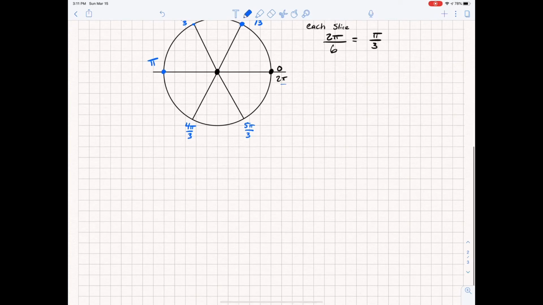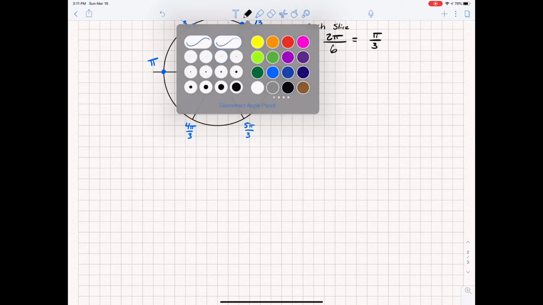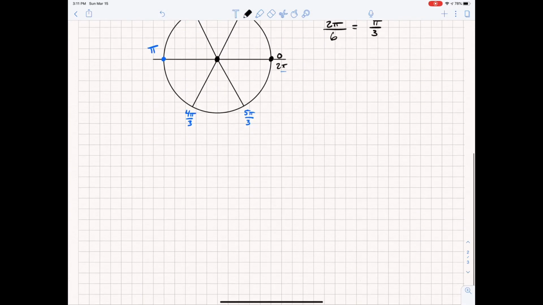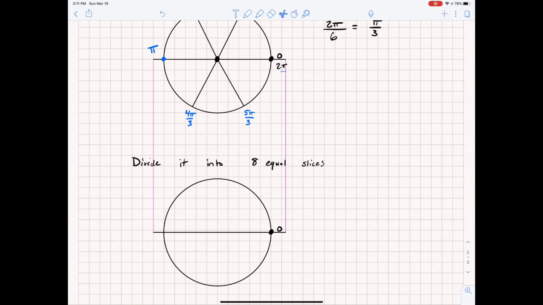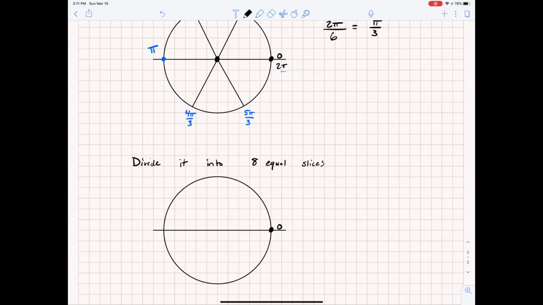The final circle that, well, not the final, but the next circle would be to take our circle and divide it into 8 equal slices. And so when I take my circle and divide it into 8 equal slices, here's my circle now, each slice will be worth 2 pi over 8, or pi over 4.